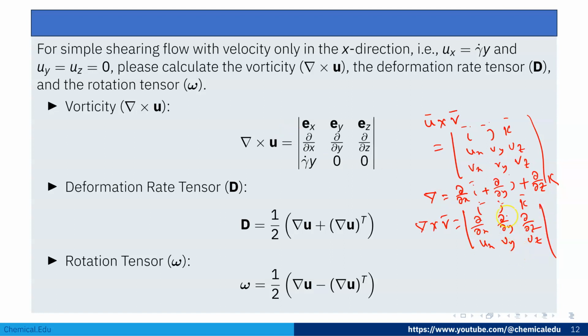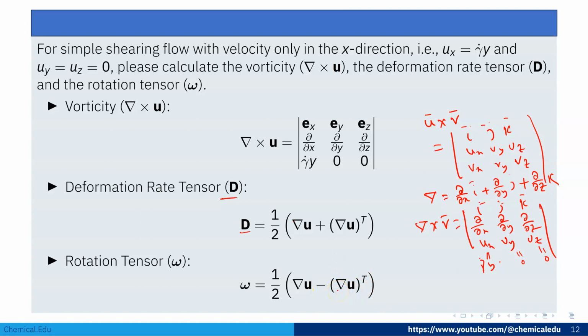Now here in that problem, uy and uz are equal to 0, and ux is given as gamma dot y. So nabla cross u is nothing but the determinant of this, where ex, ey, and ez are the unit vectors. And for the rate of deformation, the formula is D, the tensor half of nabla u plus nabla u transpose, and the rotation tensor omega is equal to half of nabla u minus nabla u transpose.